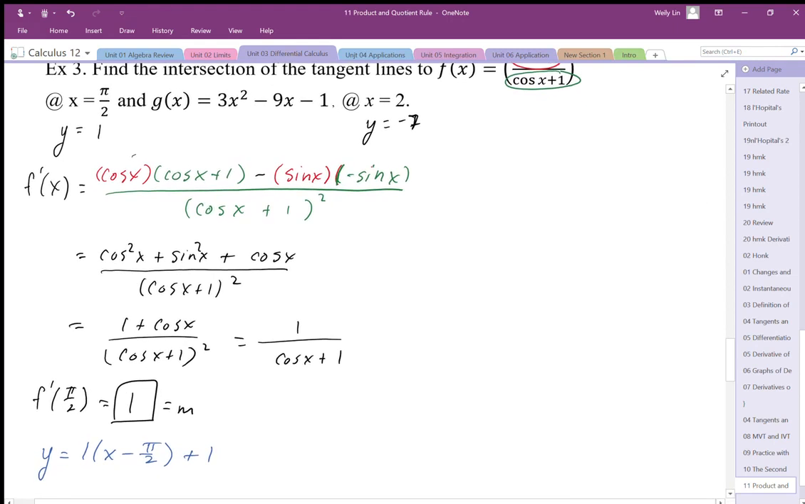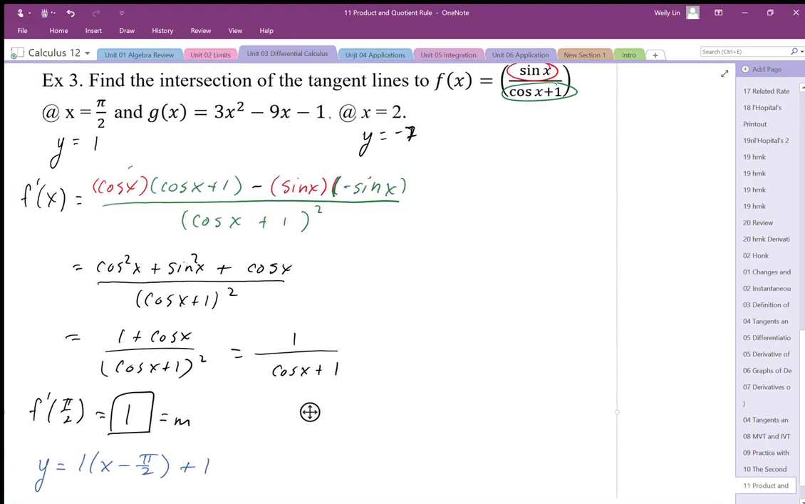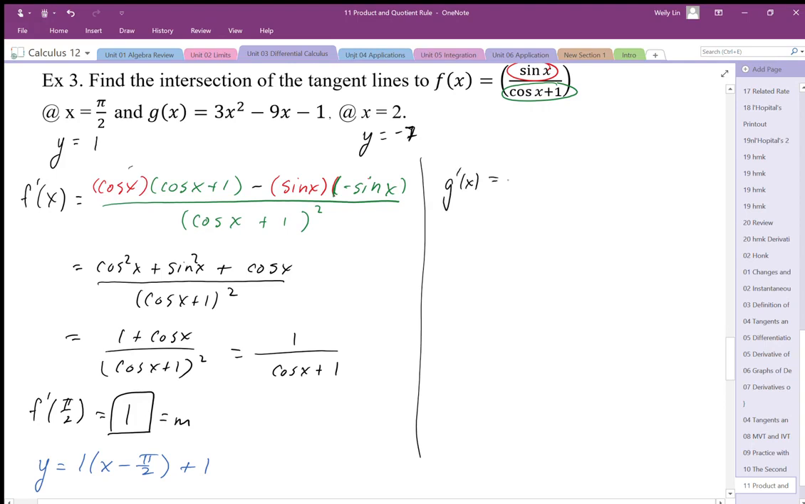So the second tangent line is going to be from the g function. I'm going to differentiate my g function over here. G prime of x, this one's fairly straightforward, so I get 6x minus 9. I want the slope at x equals 2. So at x equals 2, I get a slope of 3.